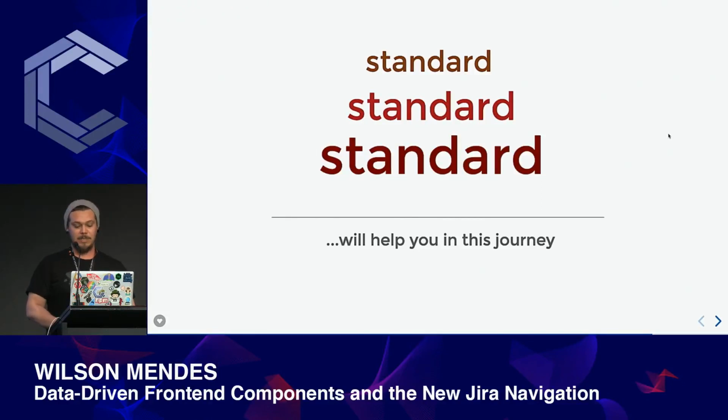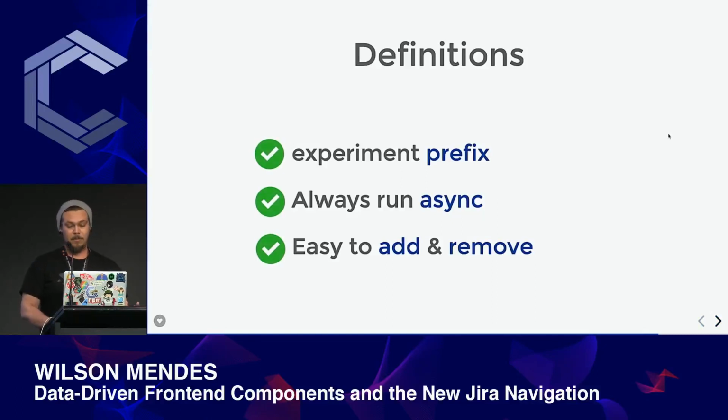Because of that, we defined some standards, and this will help us a lot. A few definitions that we got were, first, every experiment should have a prefix, like a prop, which can be passed down so you can configure it from outside, and should always run asynchronously. Because you're running asynchronously, you don't have any impacts on AppDex or page load or time to interact for the users.